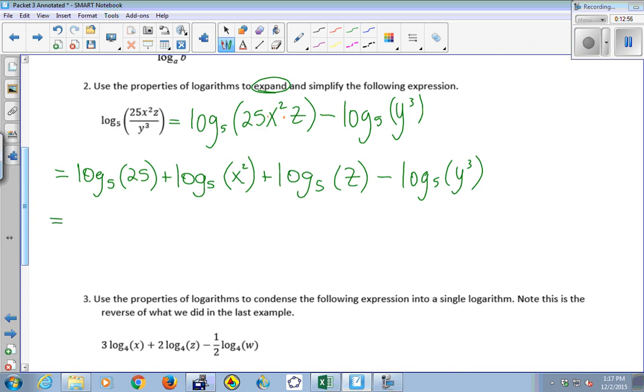First of all, what is log base 5 of 25? 2, because 5 squared is 25. So we get 2 here. Okay. Log base 5 of x², apply property 3 that says you can take the power and drop it down in front of the logarithm. So this becomes plus 2 log base 5 of x. Log base 5 of z, there's nothing I can do there because there's no power on the z. So this becomes log base 5 of z, it just stays the same.